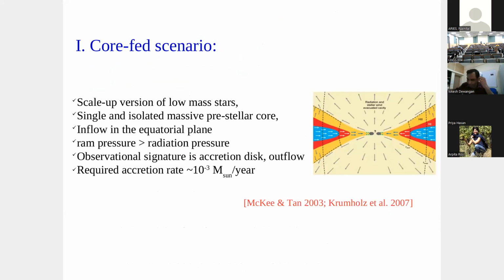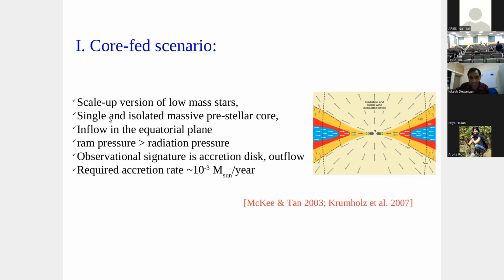But in the case of low mass stars, the accretion rate is 10 to the power minus 6 and 10 to the power minus 7 solar mass per year. But suppose you increase the accretion rate to like 10 to the power minus 3 solar mass per year, then what will happen? The radiation pressure will be overcome by the ram pressure. So this is the important ingredient of this model.